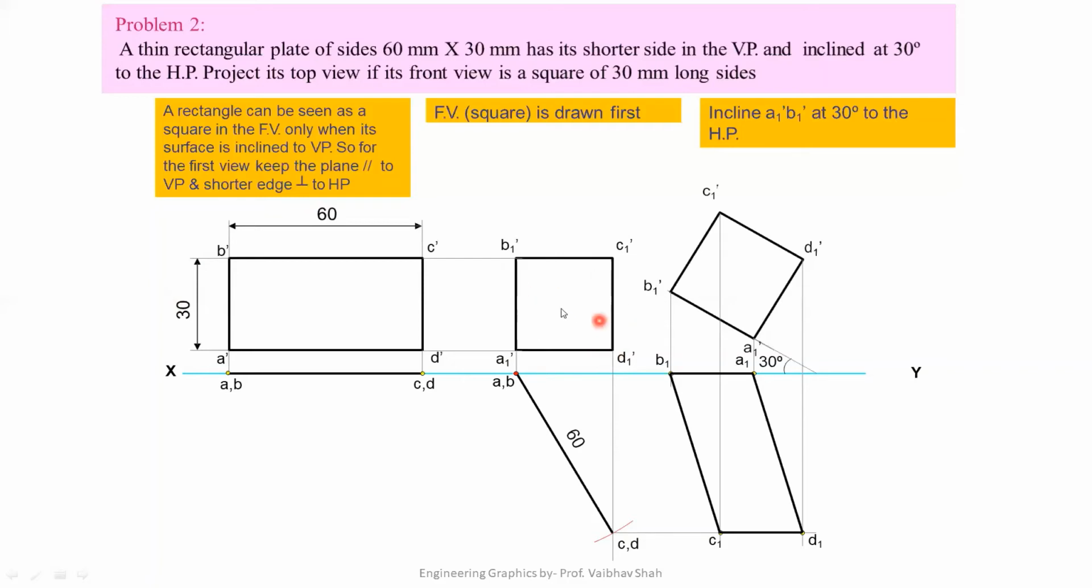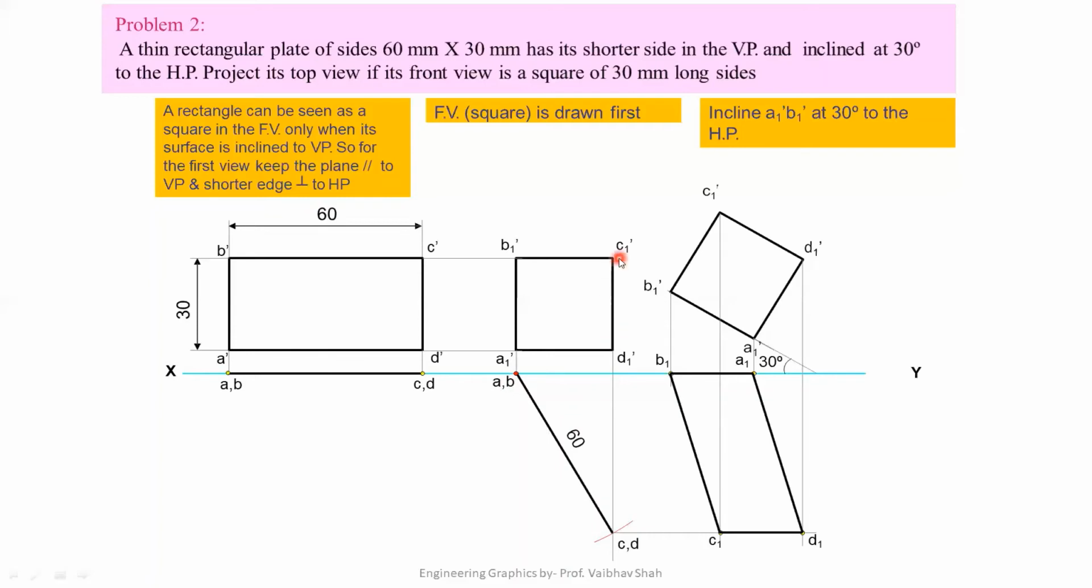And try to join these points. We'll be having one square, which is the required front view square, with 30 mm long sides. Now we have to go in reverse. So we will be plotting a vertical line from each and every point, A1 dash, B1 dash. We'll be having this point as AB, which is the starting point of your inclined surface.